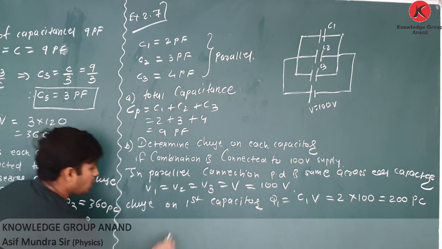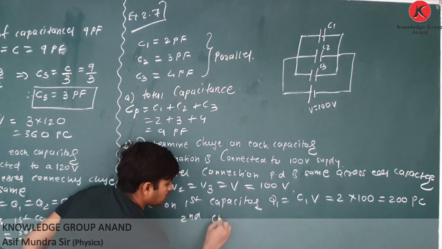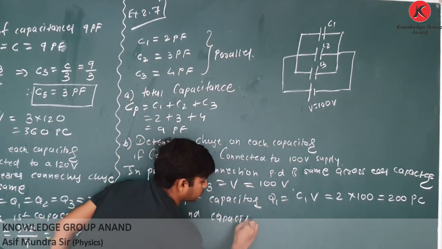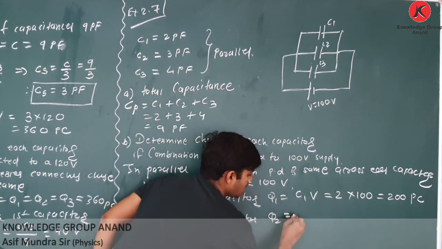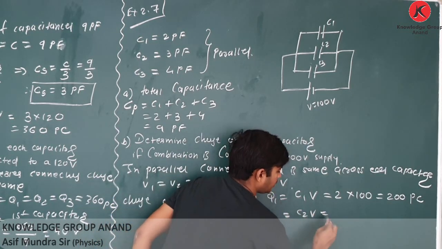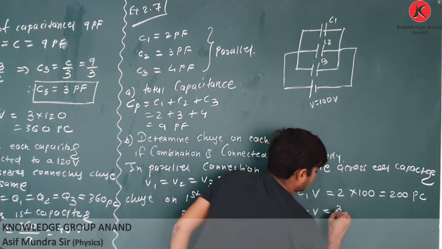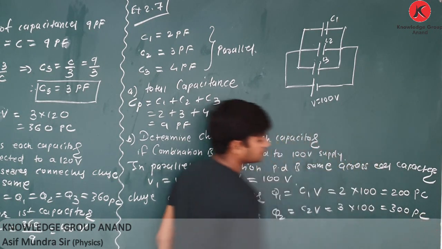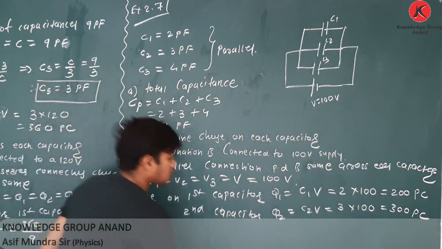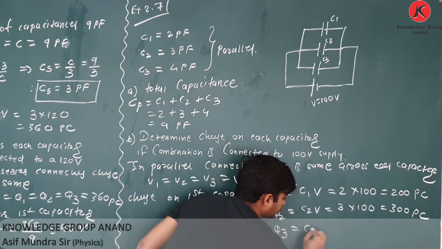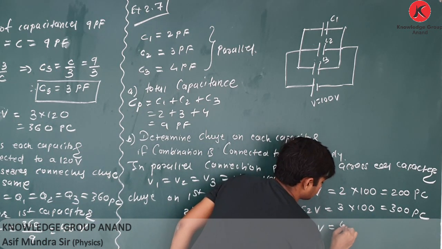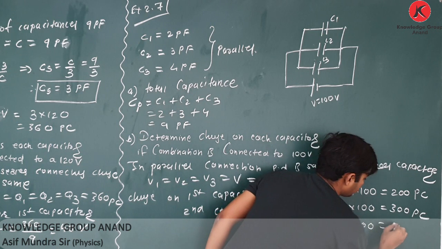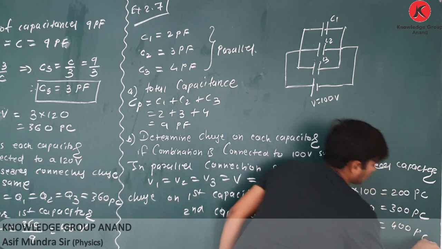Okay. Similarly, what is charge on second capacitor? Q2 is equal to C2V. What is C2? It is 3 into 100. So it is equal to 300 picocoulomb. Okay. What is charge on third capacitor? Q3 is equal to C3V. It is 4 into 100 is equal to 400 picocoulomb.